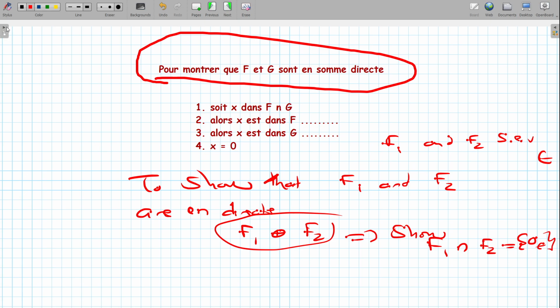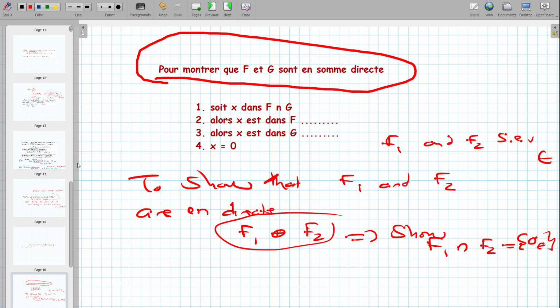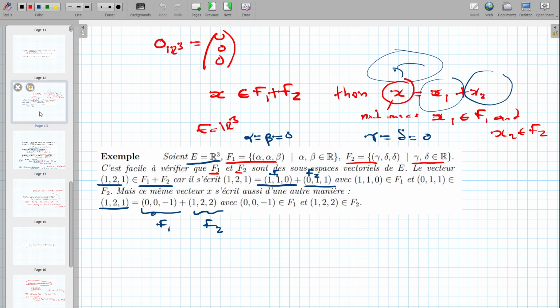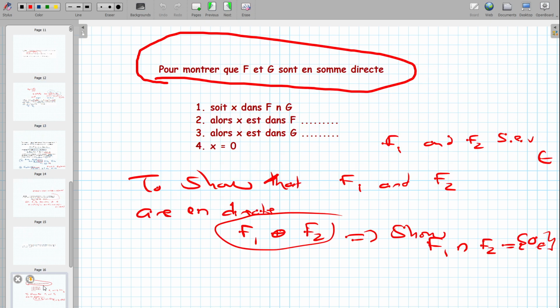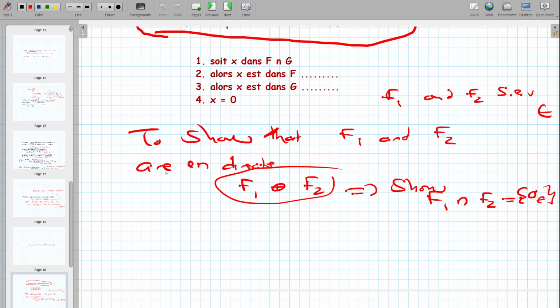That is simpler than showing that every vector in the sum f plus g can be written in a unique way. Okay? As the sum of two elements, where the first item is coming from the first sous-espace vectoriel, and the second item is coming from the second sous-espace vectoriel. This is a much better and easier way. It's not always possible to show that some vector can be written in a unique way. Okay? So hopefully you get it. So the necessary and sufficient condition for two subspaces to be on somme directe is that the intersection of the subspaces has to be reduced to the zero vector.